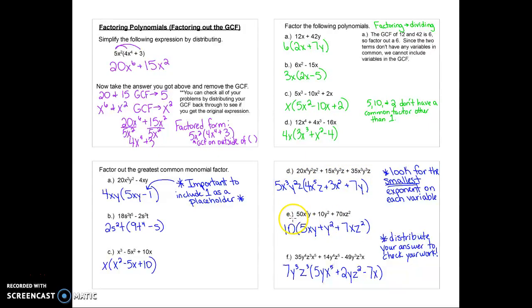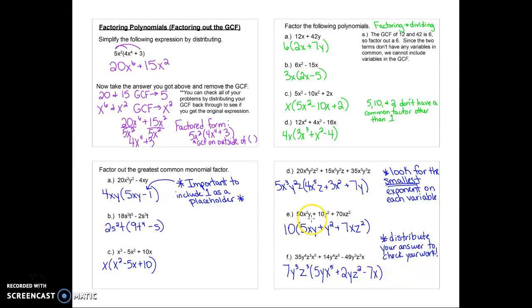So if you look at example E here, the 10 comes out of the 50, the 10, and the 70. Then when you start looking through your variables, if I go through the alphabet in alphabetical order, I have an x squared in this term and an x in my third term, but I don't have any x's with this 10y squared, which means I can't have an x as part of my GCF. It has to be common to every single piece. So because of that, I don't have an x that's part of my GCF.